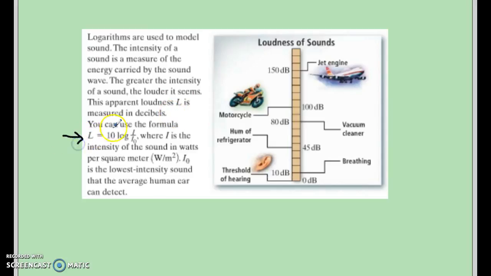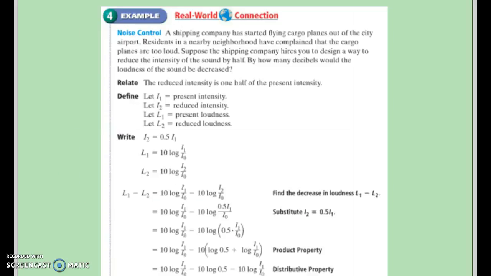L equals 10 times log, there's no base, so it's base 10, of I, where I is the intensity of the sound in watts per square meter, over I sub 0. And I sub 0 is the lowest intensity that the human ear can hear. So that's kind of like our initial point or our beginning point. Let's look at how we're using this.